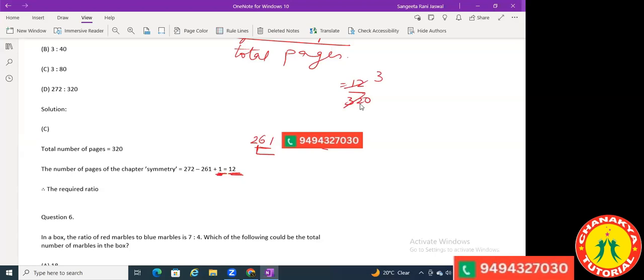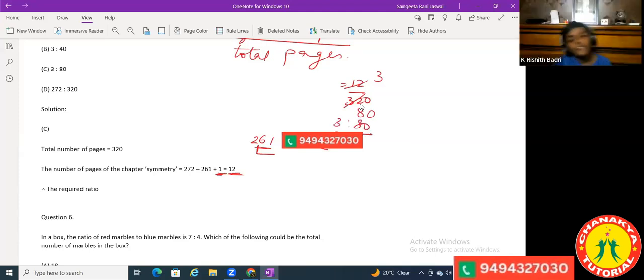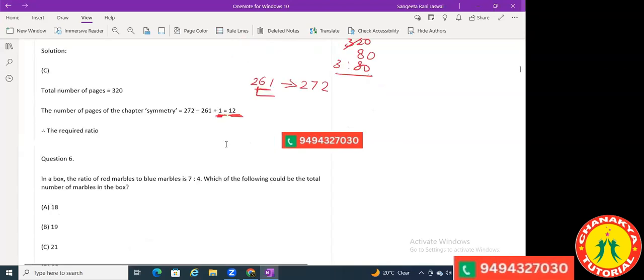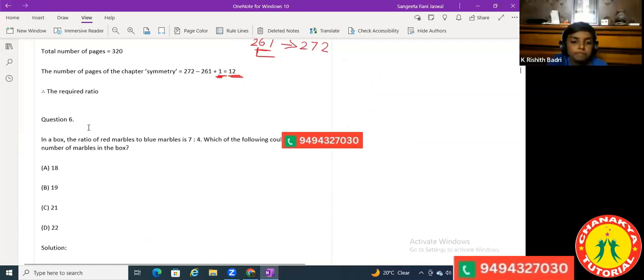Then 4 eights are 32, so that's 80. So 3 is to 80. Further, we cannot cancel as 3 is a prime number.